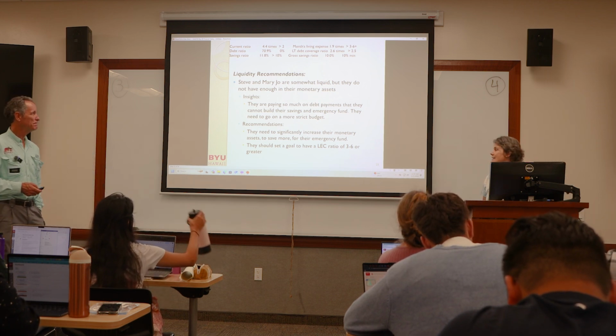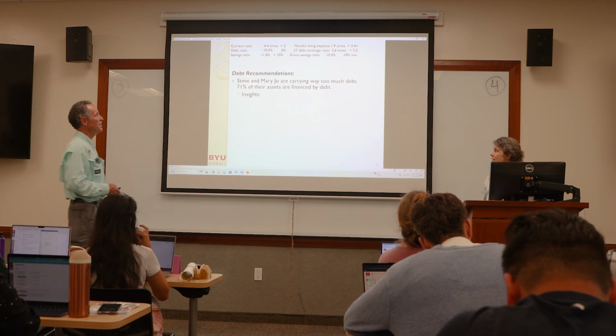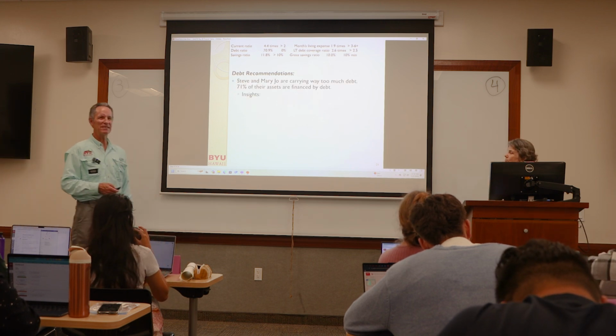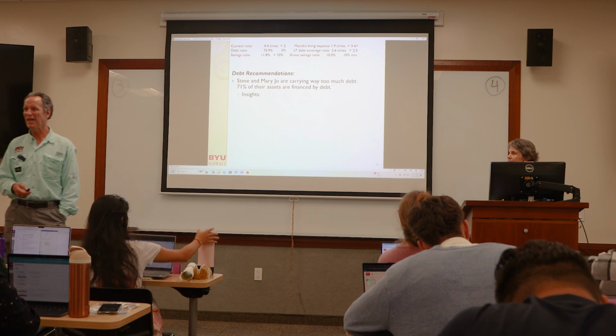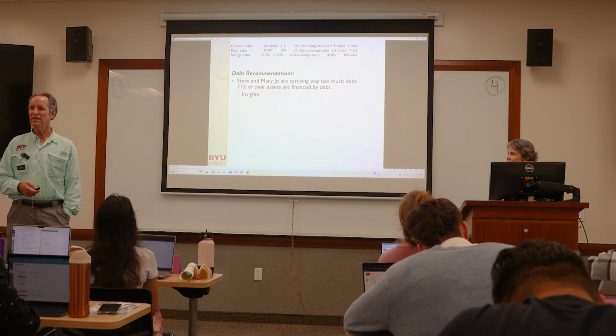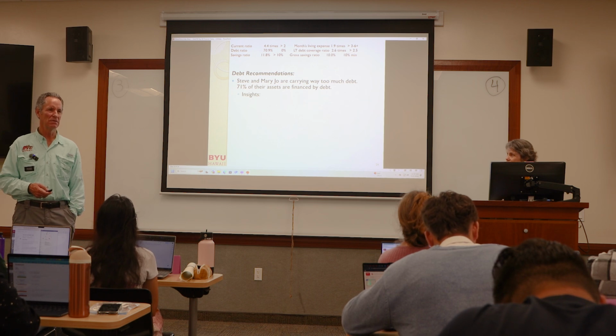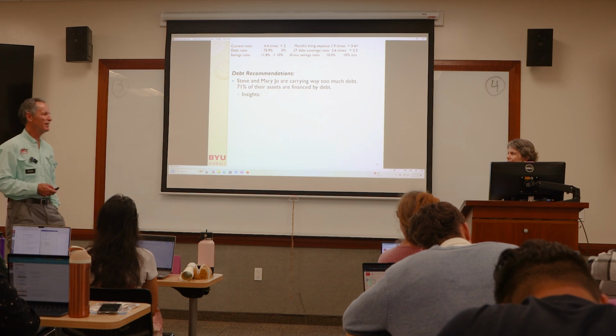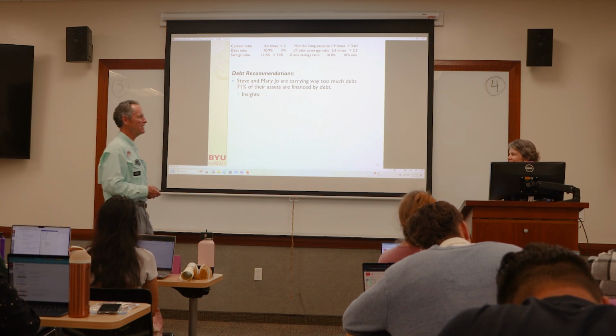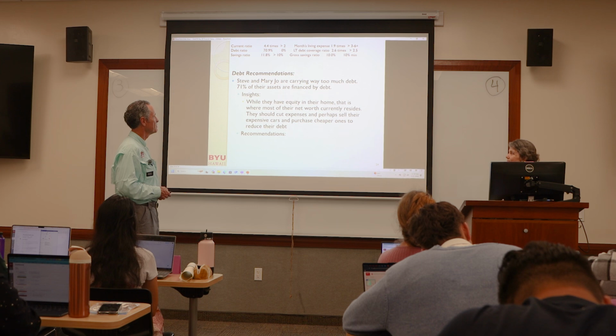Number two, too much debt. 71% of their assets are financed with debt. They've got to make sure, okay, from here on out, there's no new debt. Probably get rid of one of the cars. Probably no vacation. The vacation's going to be to Kahuku or something like that. It's going to be a local vacation this year.